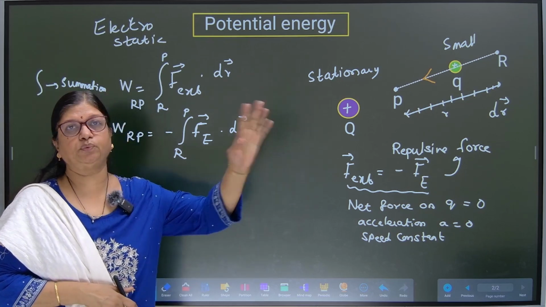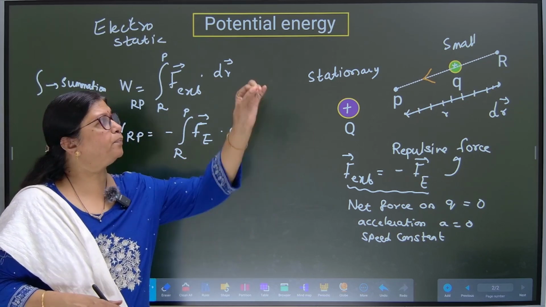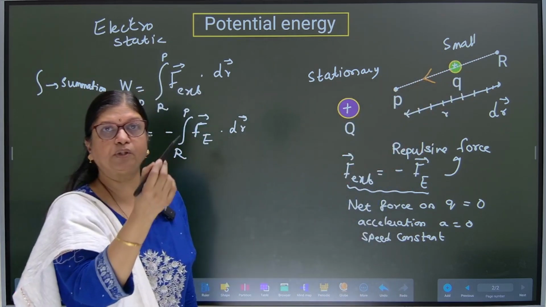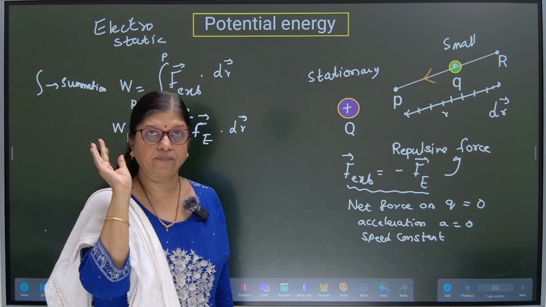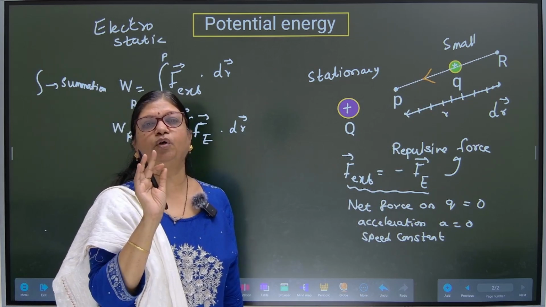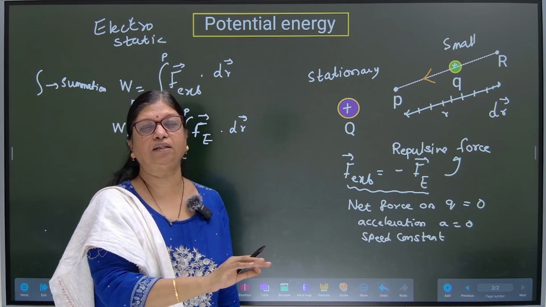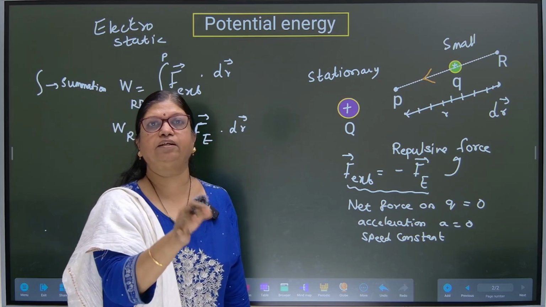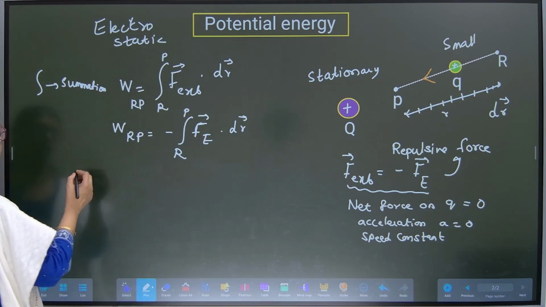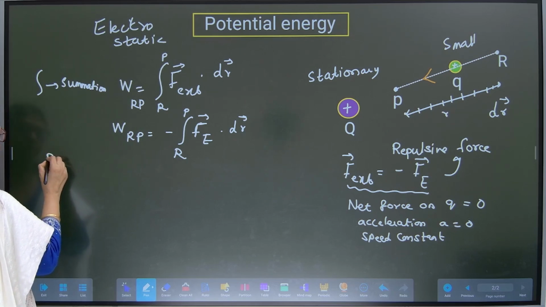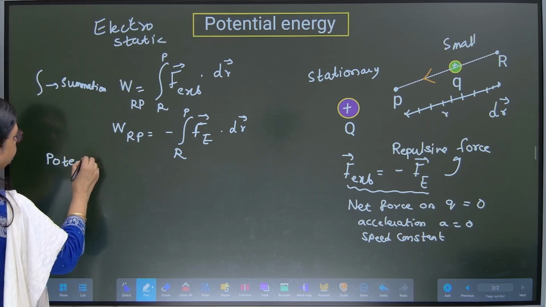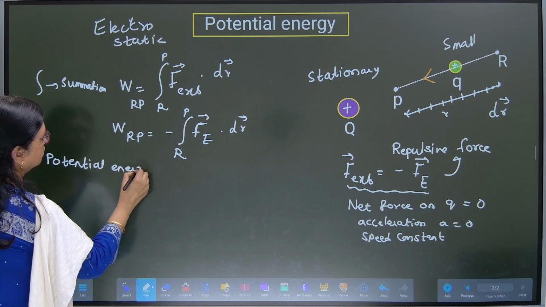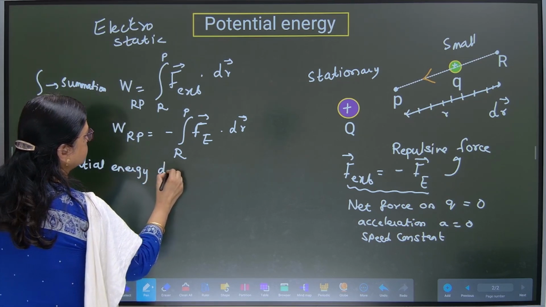the charge q. Every point I shift from R to P, there will be a potential energy at every point. That work done in bringing the charge from R to P will be stored in the form of potential energy in the charge. So let us write potential energy difference.